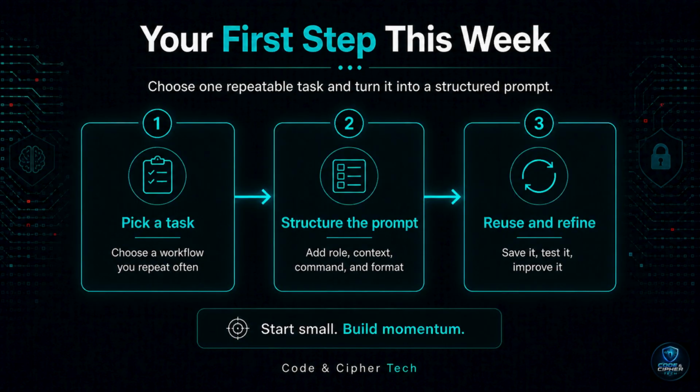Use that time. Here's what I want you to do before the end of this week. Pick one task you perform regularly, for example, log review, CVE research, incident documentation, or phishing analysis. Take 15 minutes and build a structured prompt for it using the 4-part framework: role, context, command, and format. Run it once on a real task. Compare the output to what you've typically produced manually. Then refine the format and save it as a system prompt. That's it. One task, one structured prompt, one saved tool.